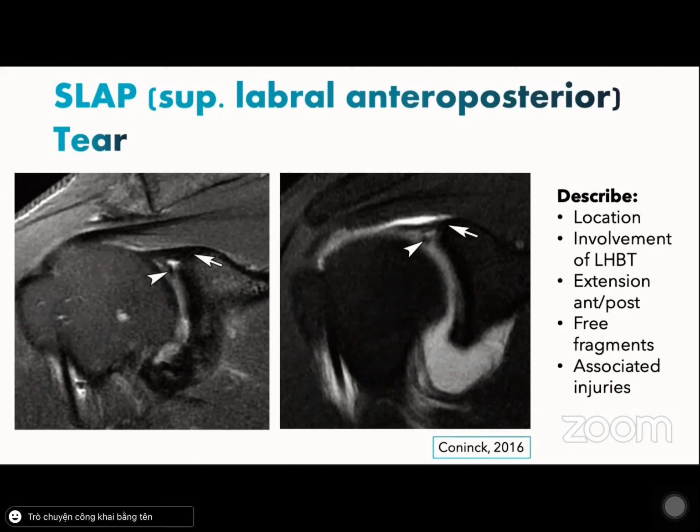A good guide to describing these SLAP lesions is that instead of worrying about the classifications, you should just focus on describing the location of the labral tear, trying to decide if there's any involvement of the long head biceps tendon, delineate the extension of the labral tear, whether anterior or posterior, and describe any free fragments and associated injuries within the shoulder joint.